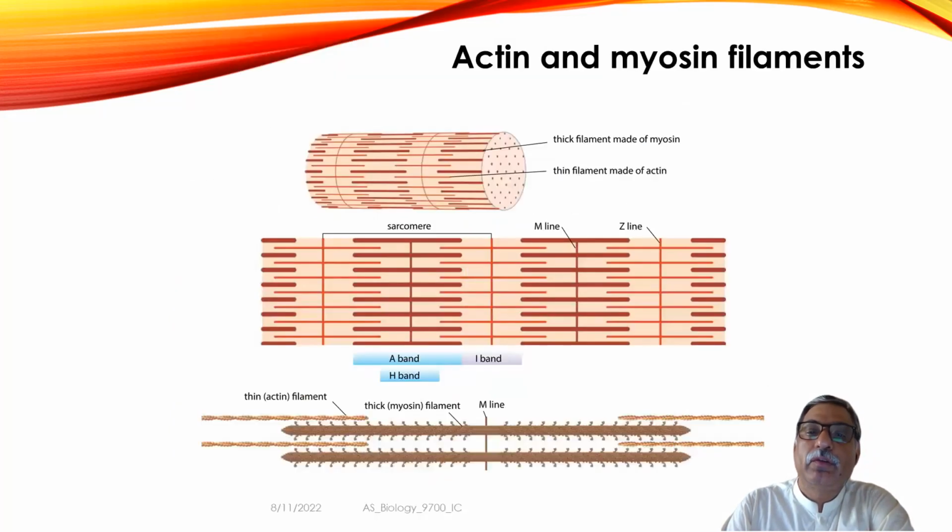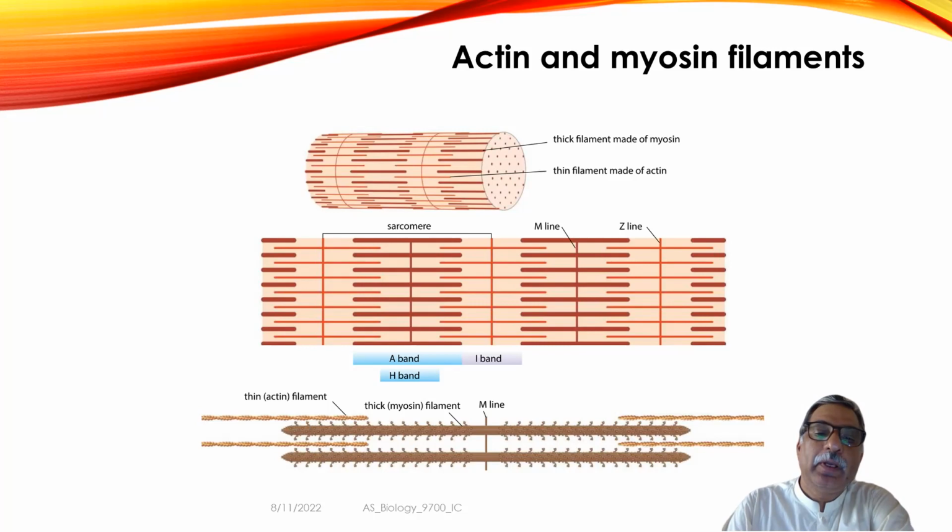Here we go for the actin and myosin filaments, and how they are found. The thick filaments shown in the myofibrils are known as myosin filaments, and the thin filaments shown here are known as actin filaments. So you can say these are actin proteins and these are myosin proteins. These thick dark brown lines represent myosin filaments, and these light brown thin lines are known as actin filaments.